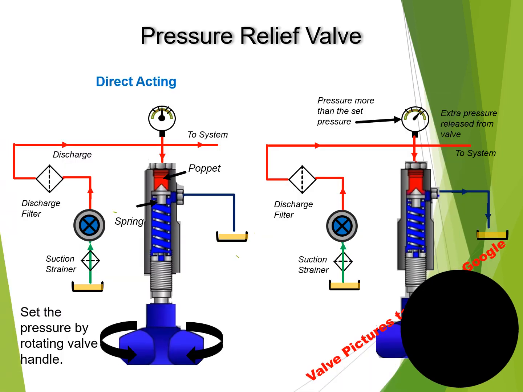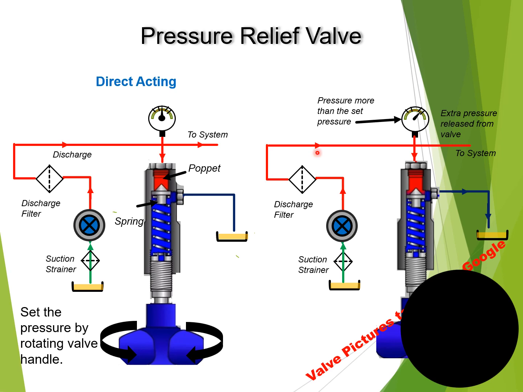This slide shows only the working of the pressure relief valve. This is a direct acting pressure relief valve. The pressure can be set by rotating this knob. At the set pressure, the poppet of this valve blocks the discharge port of the valve. Now, if the system pressure or the hydraulic fluid pressure in the system is lesser than the set pressure, then it will pass through this valve and go to the system to do the rest.